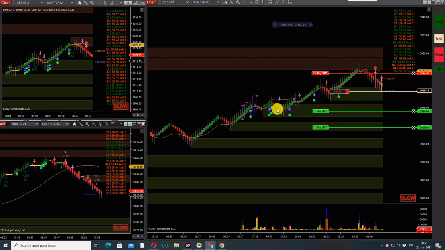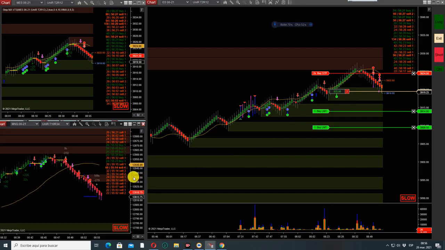First trade in the ES. Right now the market just opened here and it's been doing nothing. That's not a good sign of trading. There's no correlation, and Nasdaq is all over the place.